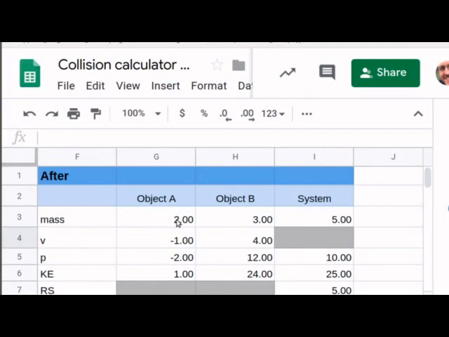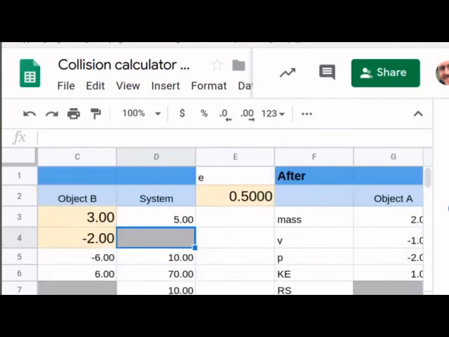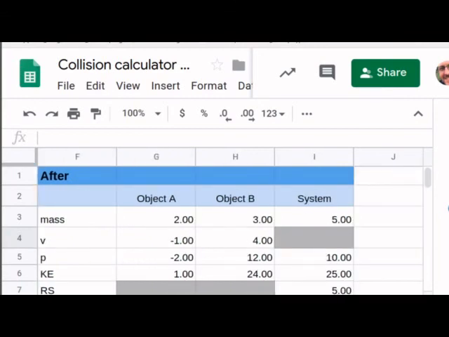I've got same masses, V1 is negative 1, V2 is 4, momentum of object A is negative 2, momentum of B is 12, that still adds up to 10 as it has to. The kinetic energy is now 1 and 24, that is a total kinetic energy of 25 and a relative speed of 5. And then how much did the kinetic energy change? Let's see, it started out at 70 and it ended at 25. So that's a drop of negative 45 joules. Okay, so now we have new velocities for object A and object B, negative 1 and positive 4.